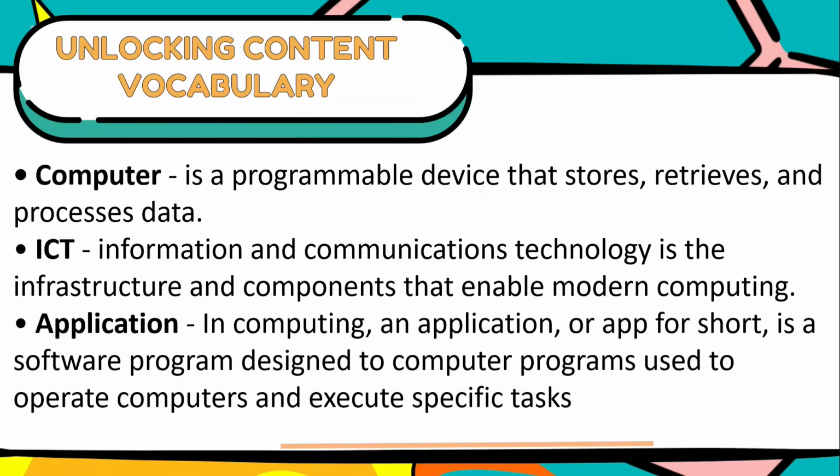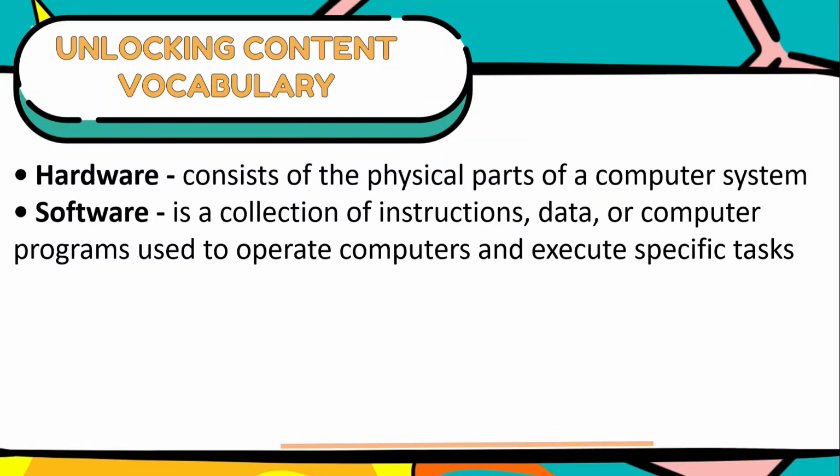An application, or app for short, is a software program designed to perform specific tasks. Hardware consists of the physical parts of a computer system, and software is a collection of instructions, data, or computer programs used to operate computers and execute a specific task.